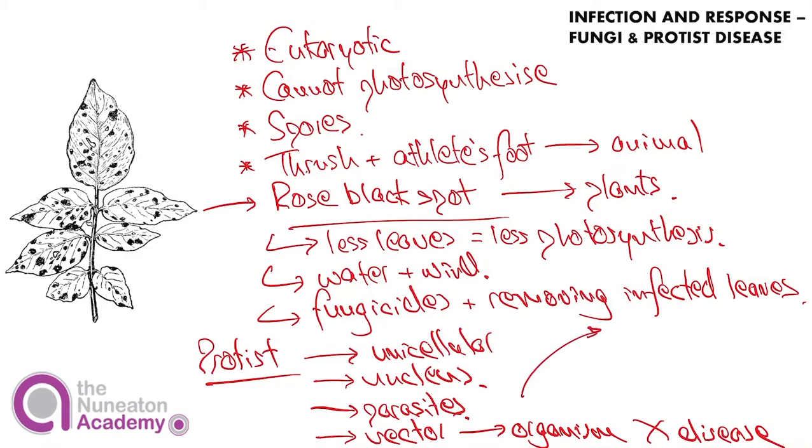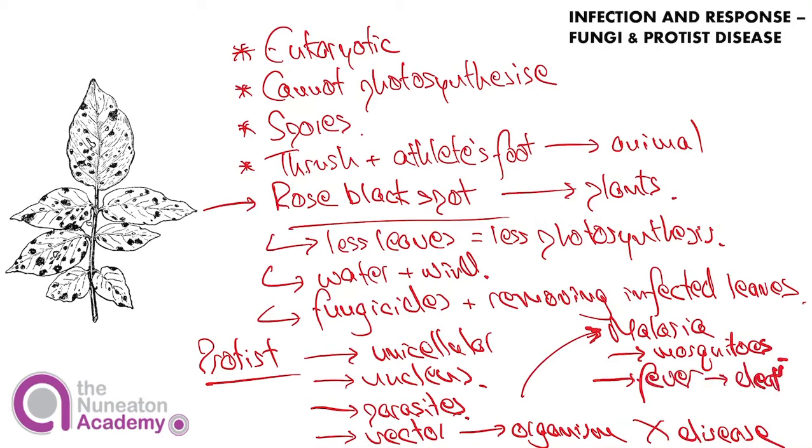Now, malaria is carried by mosquitoes. So mosquitoes are the vector. And when a mosquito bites a human, it injects the protist into the human, where it replicates and causes an immune response. And symptoms can be primarily fever, but it can cause death as well, especially in underdeveloped countries.